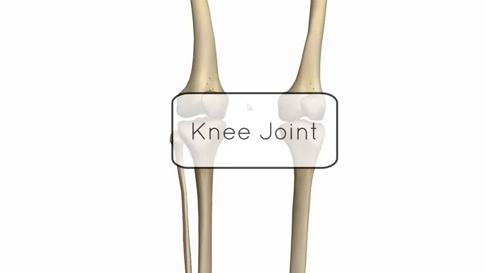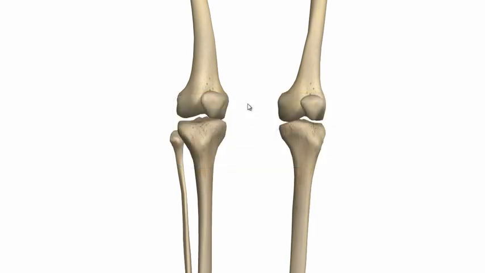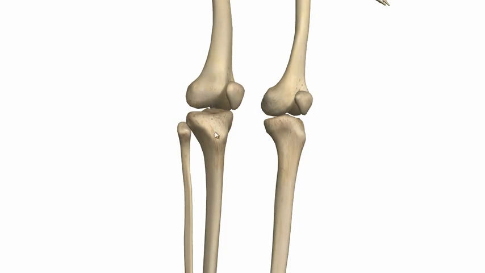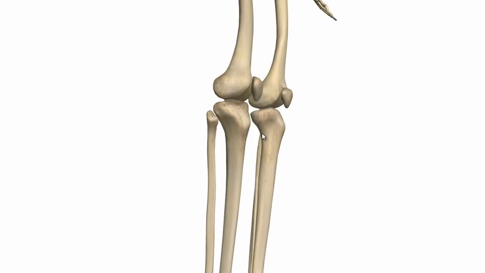Okay, so this is a tutorial on the knee joint. The knee joint is the largest synovial joint in the body, and it's the articulations between the femur and the tibia, and also between the patella and the femur. It's a hinge joint, and the main movements you get at this joint are flexion and extension.